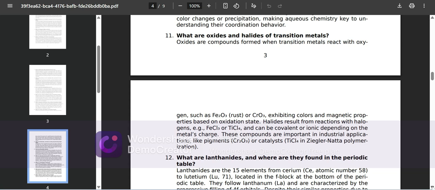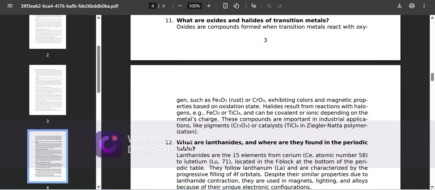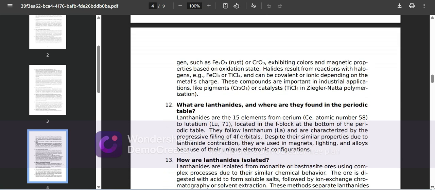What are oxides and halides of transition metals? Oxides are compounds formed when transition metals react with oxygen, such as Fe2O3, rust, or CrO3, and exhibit colors and magnetic properties based on oxidation states.